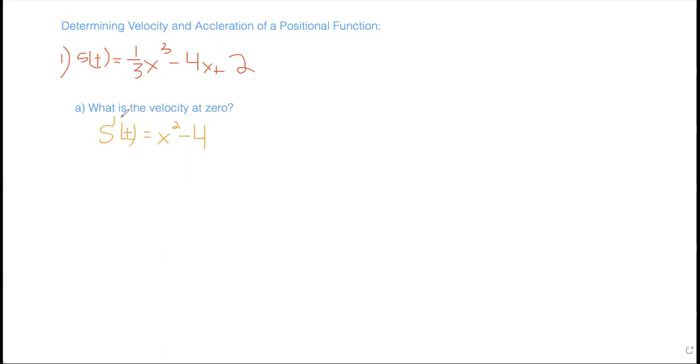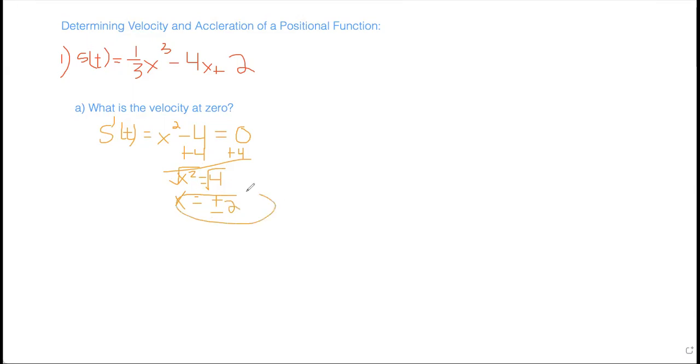Now, when is the velocity 0? This is where I'm going to set it equal to 0 and solve for x. There are different ways we could do this based on what you remember. We could do a simple solve here because there's no bx term in the middle. We could just add 4 to both sides, and then we'd have x squared equals 4, and then take the square root, as long as we remember that when we take the square root like this, we have 2 solutions, both the positive and the negative 2.